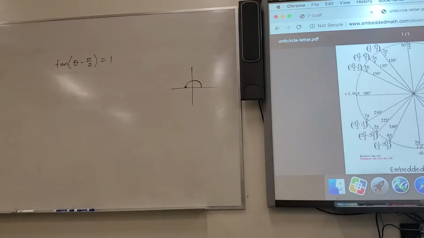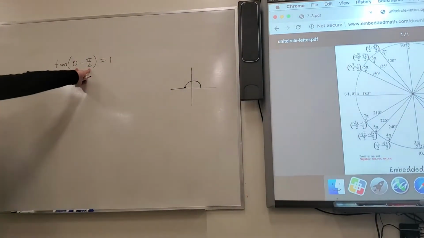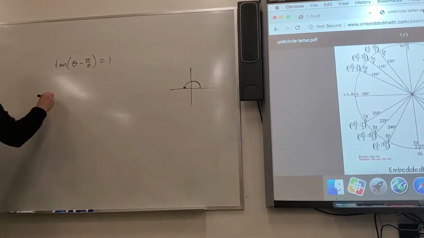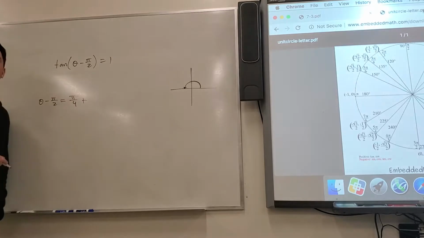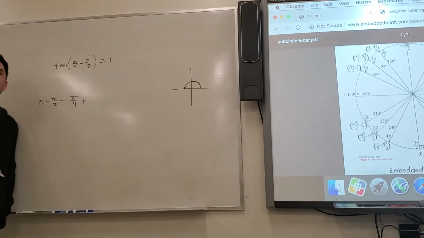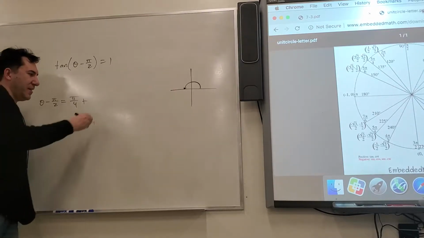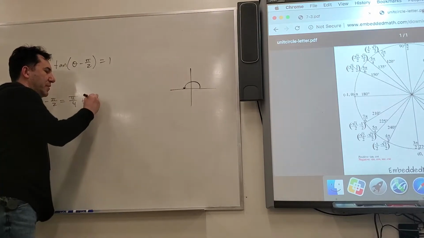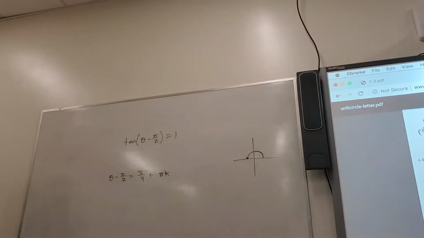Pi over 4. That's right. So we take whatever is in here and set it equal to pi over 4. And then what do we add? Do we add 2 pi k? What's the period of tangent? Pi. Yeah, it just repeats itself. The tangent starts repeating itself after pi.